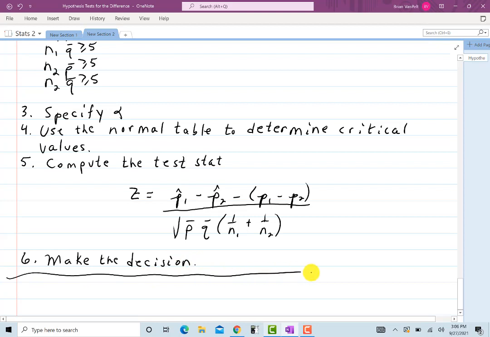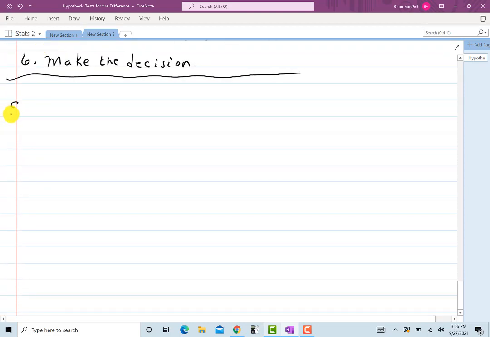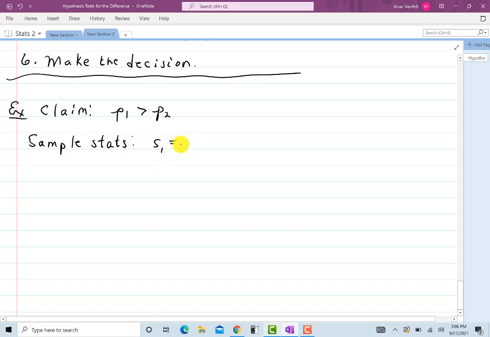Let's do some examples. All right, let's start with the first one. My claim is that the population proportion for the first population is greater than the population proportion for the second population. What are my sample stats? Let's see, I have S1, the standard deviation of the first sample, is 6, N1 equals 20, S2 equals 4, and then N2 equals 30. And then test the claim at alpha equals 0.01.